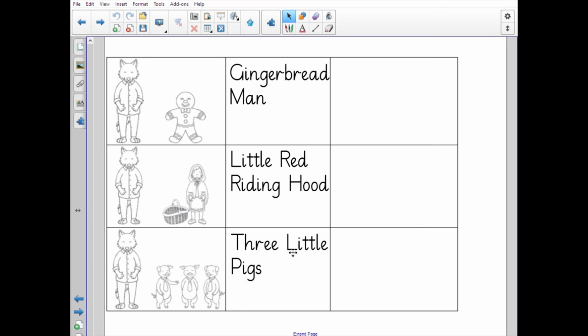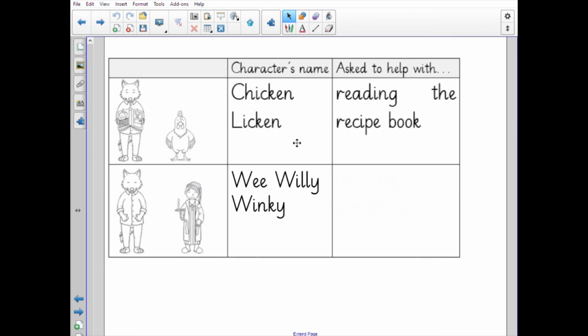Here are some more of the characters. I've got their names there for the spelling, but you also need to write in what they were asked to do by Mr. Wolf. What did he ask them to help him with? Have a go at that, and that will help you with your ideas tomorrow. I'm going to take it back now to the first example, just here, and that's what you need to do. I'll see you tomorrow.